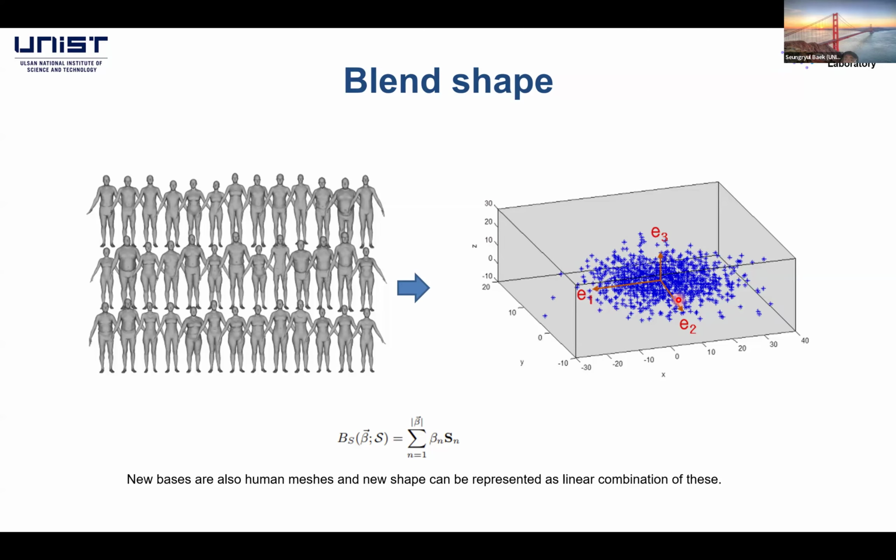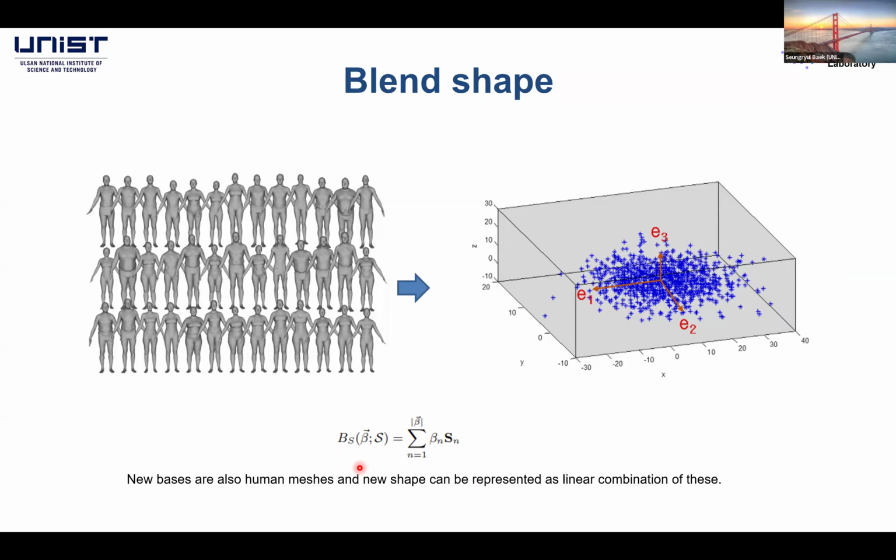Their basis vector is also a vector in n-dimensional space, and that vector also represents one mesh. And by linearly summing those basis vectors, you can represent some new meshes. Are you guys understanding this?